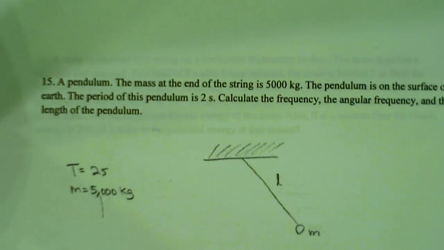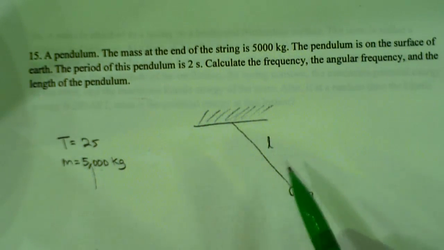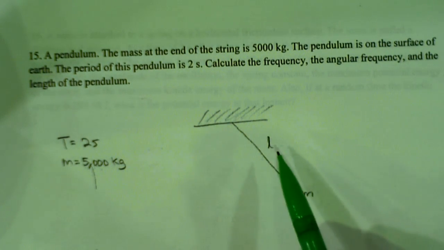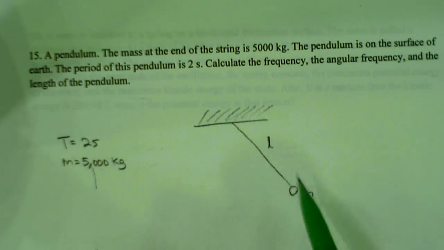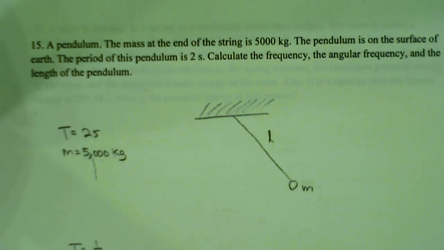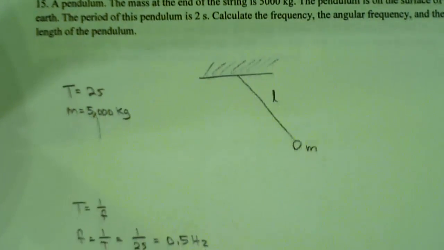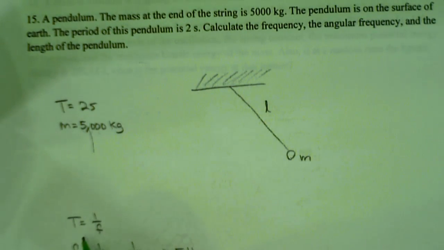All right, so this is what we have here. Just a random pendulum, mass, and a length. We're given the period, and we're given the mass that's attached to the string. All right. And so, to find the period, or to find the frequency, we have this equation for period.